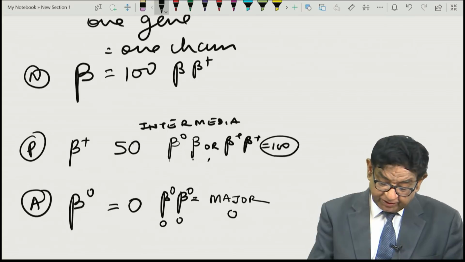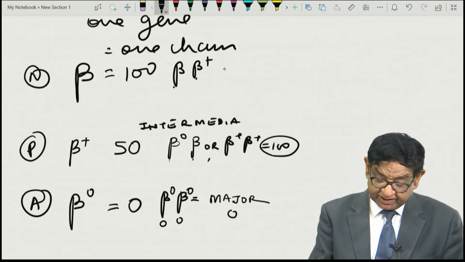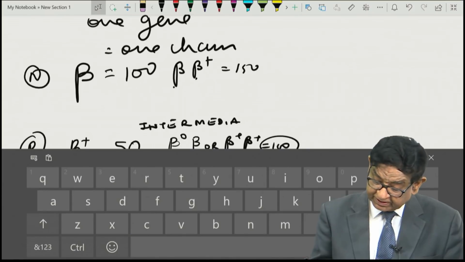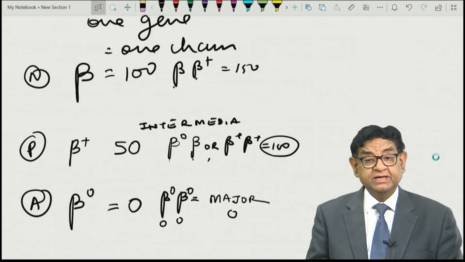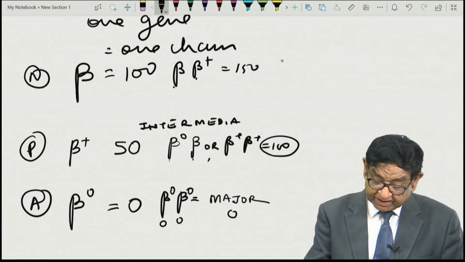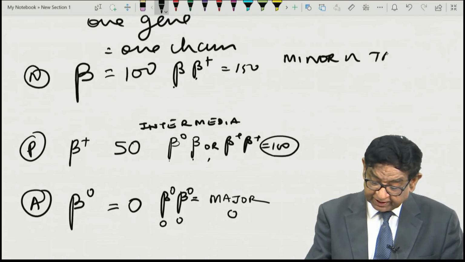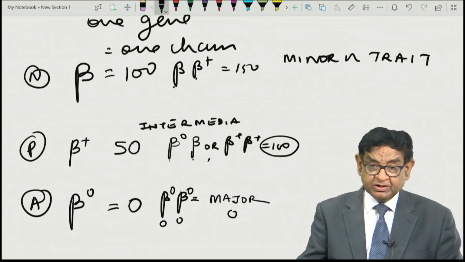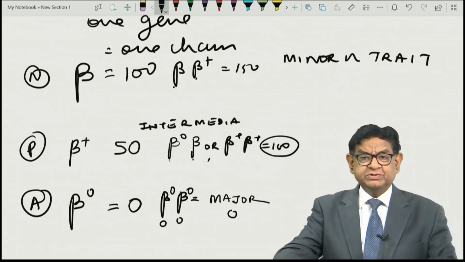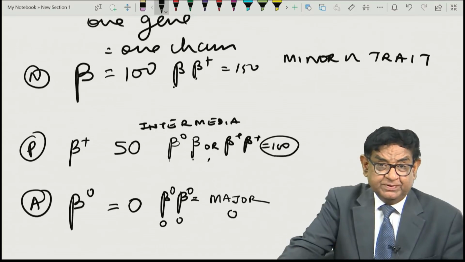And here the value is 100 paisa and 50 paisa. The value is 150 paisa. And this we call thalassemia minor or trait. Friend, this is the most confusing thing in the entire hematology.